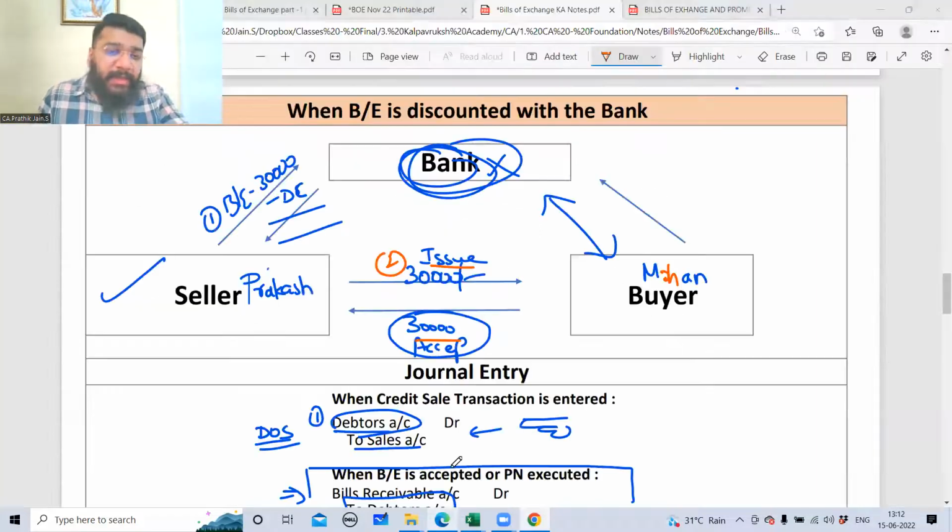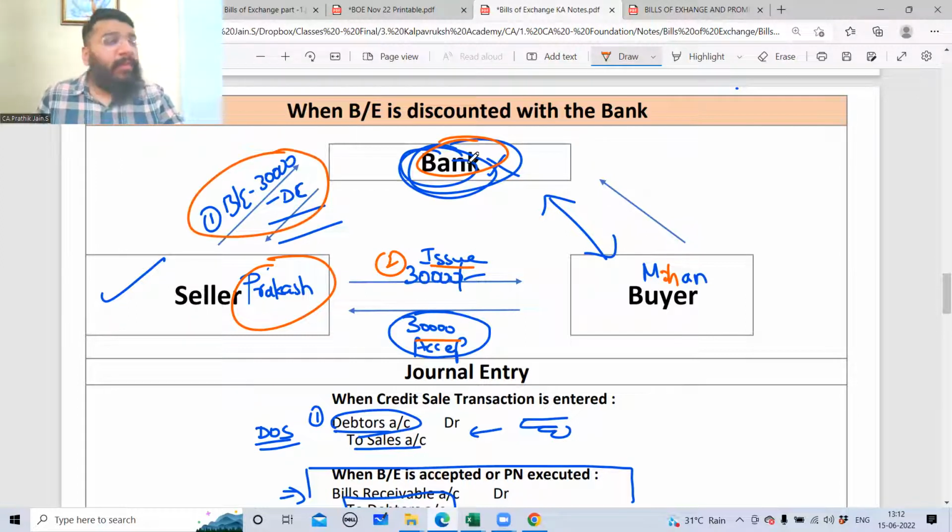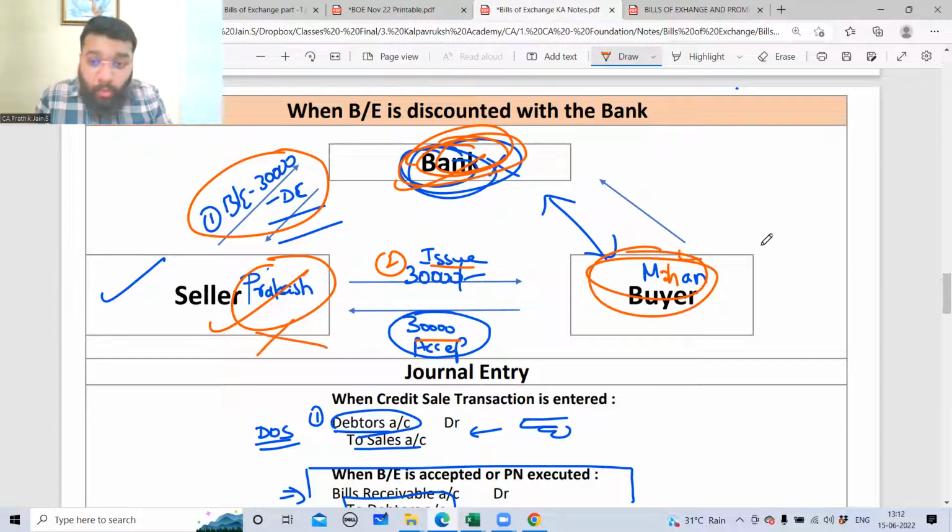The next transaction is happening between Prakash and bank. Will Mohan record in his books of accounts? Whatever the discounting entry is happening, will Mohan record anything? No, because the transaction is happening between Prakash and bank. Then next transaction is happening. Which transaction is that? Settlement transaction, honoring of bill, which is happening between bank and Mohan. Prakash will not record, Mohan will record.